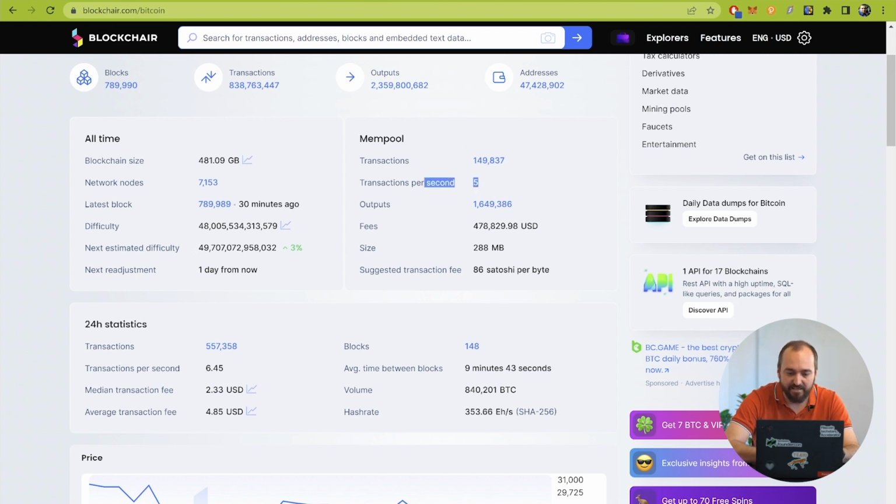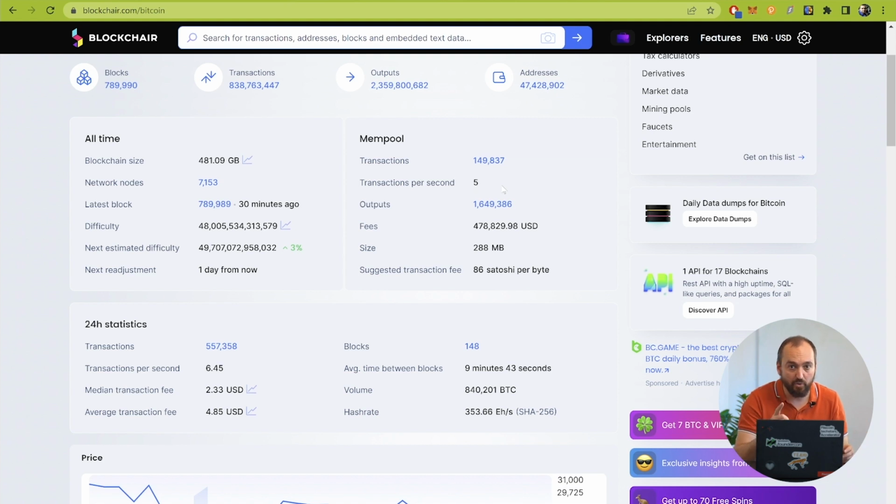But here we see a very interesting parameter, the transactions per second. And transactions per second is only 5. For example, Visa and MasterCard have more than 1,000 transactions per second. Visa is promising more than 20,000 transactions per second. And of course, if we compare the numbers, the blockchain is only 5 transactions per second.